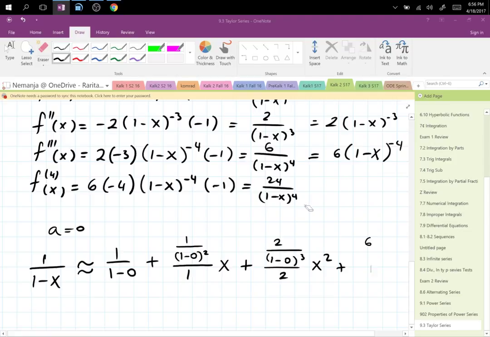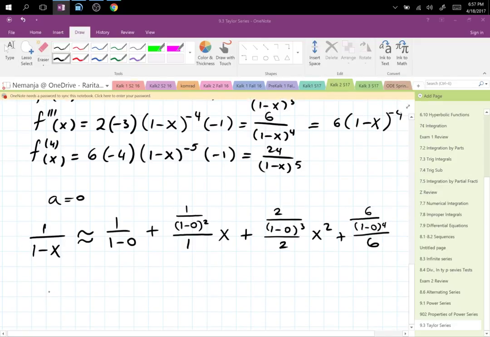Oh, I took that derivative for nothing, I guess. Where was I? Oh yeah. 6 over 1 minus 0 to the 4 divided by 3 factorial, which is 6. I'm not even going to use the next one. So this is equal to 1 plus, this is all 1, plus, this is all 1, plus, I forgot to put x cubed there.